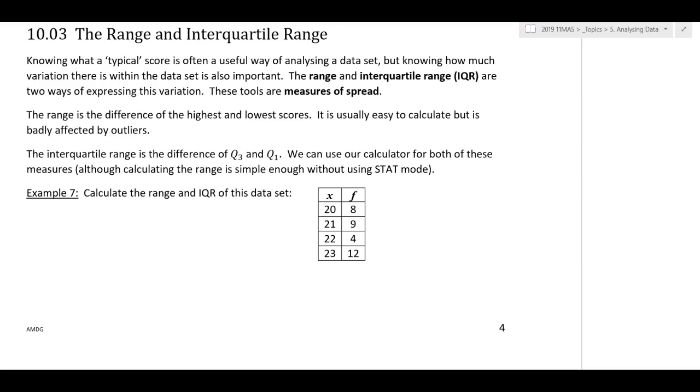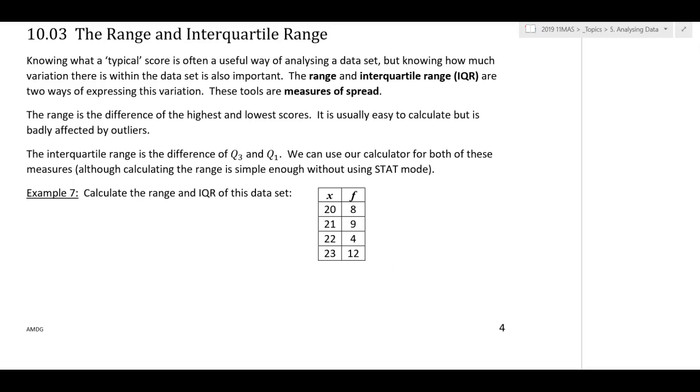The advantage of that is it pretty much ignores the really big and really small scores, potentially any outliers. It's telling you how much variation there is within the 50% of scores closest to the centre. Within the 50% of scores that are closest to the centre, how much variation there is between those. So they both have their advantages and disadvantages. It's often easy to calculate.